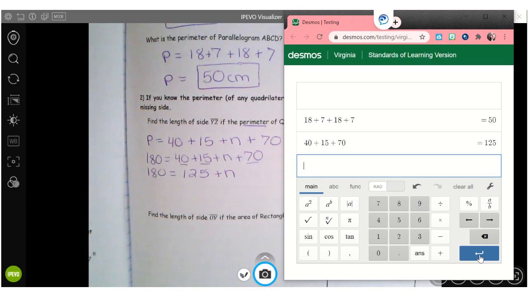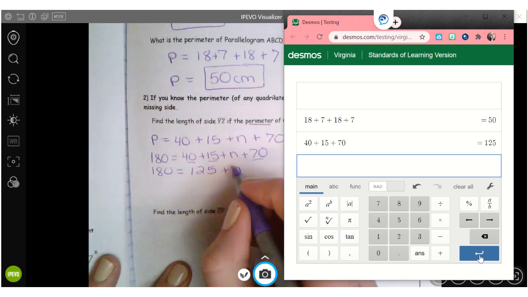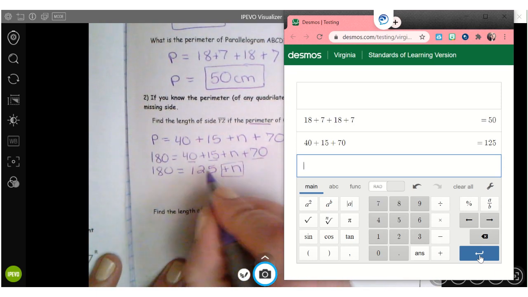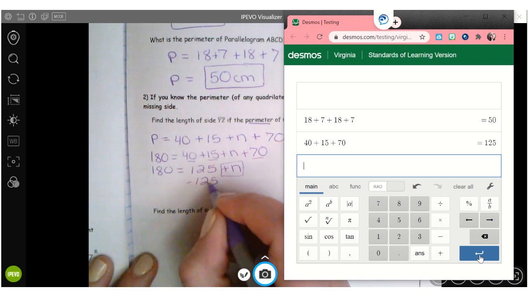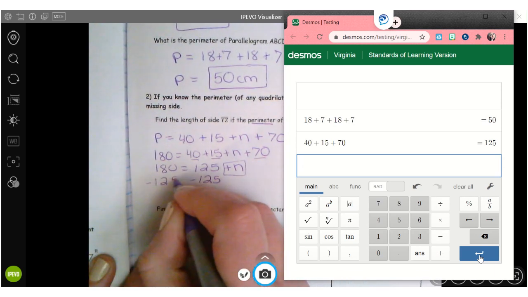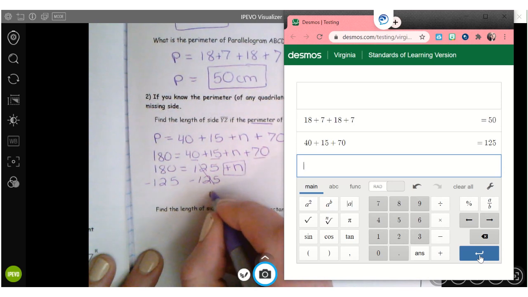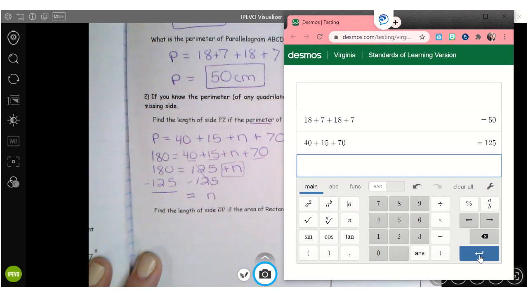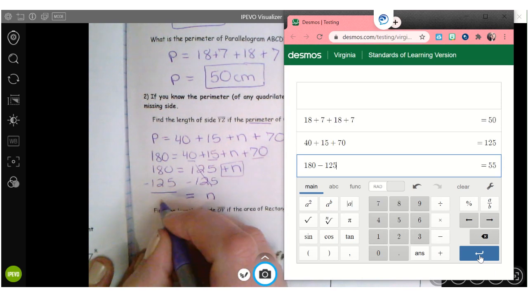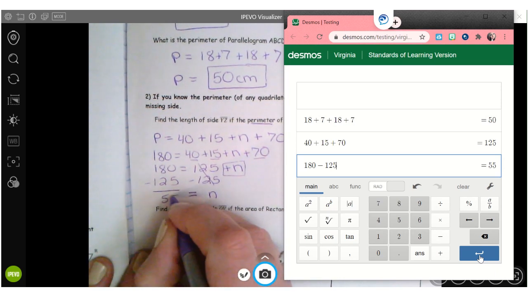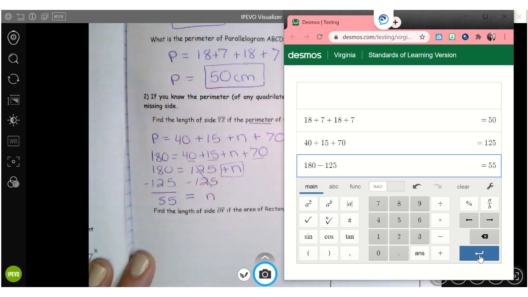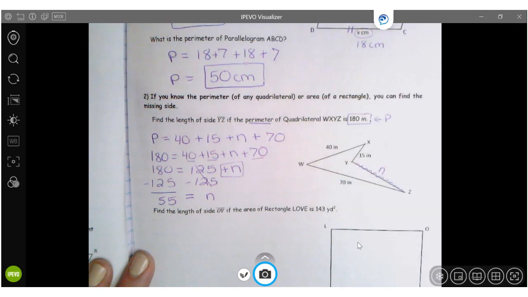Well, now I have an equation to solve, a one-step equation, right? So I would box in my variable and what's with it. I would subtract the 125 to get the N by itself. That cancels, and N is going to be equal to 180 minus 125, which gives a difference of 55. So N is equal to 55, and I'll write this over to the side to have a little bit more space here and box in my answer.